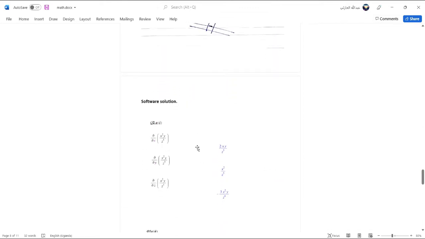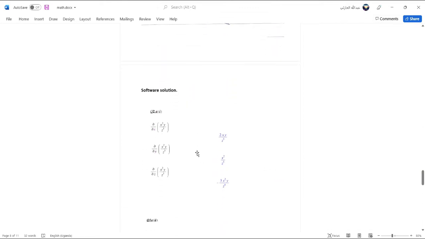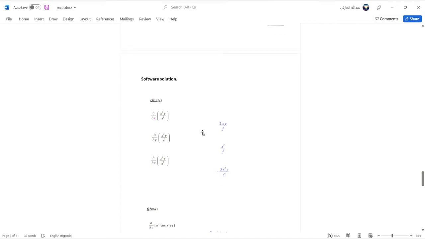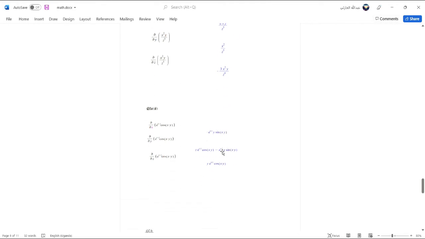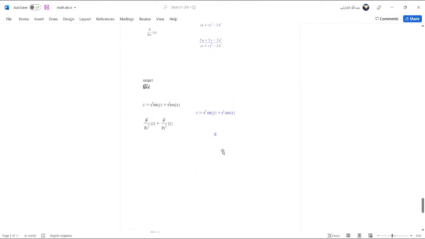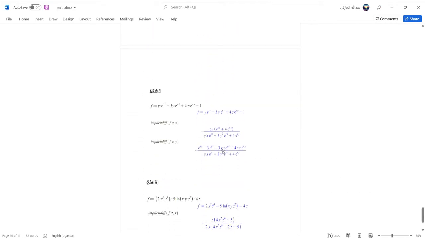So we have to look in the software solution at its improvement. We find all the answers same as what we did in calculation. As you see, we do all of the parts in software.